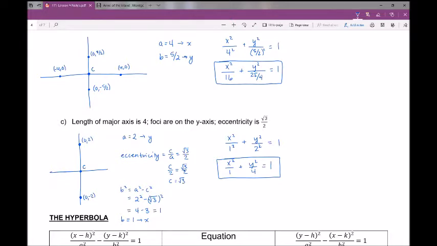Okay, so that's a good start to ellipses. Keep working on the homework. It's at the end of the section. And yeah, we'll talk about the hyperbola next time.